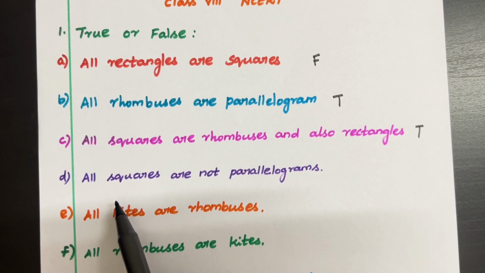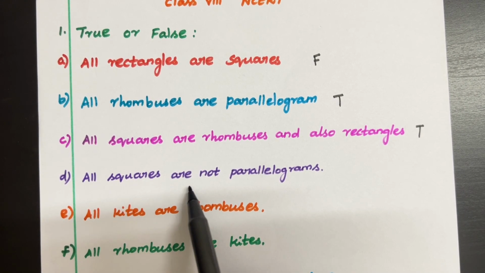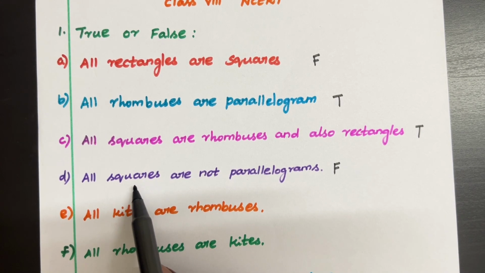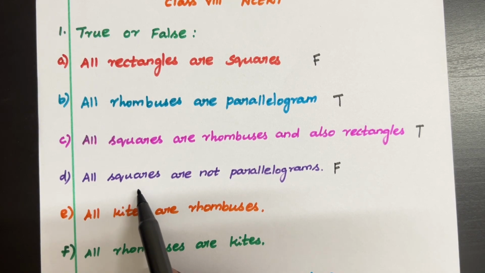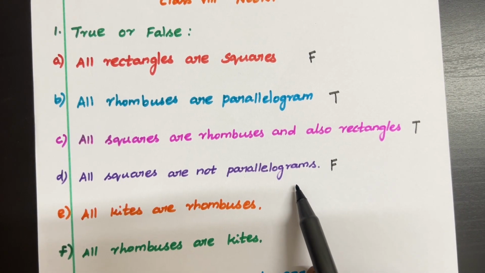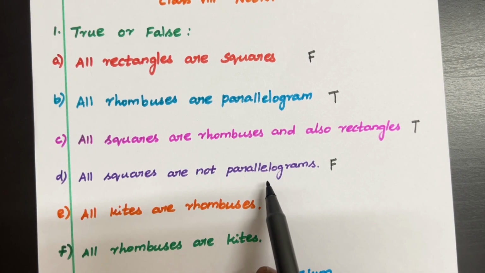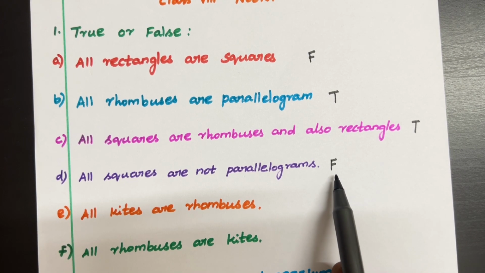Next, all squares are not parallelograms. All squares are of course parallelograms. So this is false. A square should satisfy the properties of a parallelogram. Of course it satisfies these properties because in a square also, like a parallelogram, opposite sides are parallel and opposite angles are equal. So all squares are not parallelograms is a false statement.